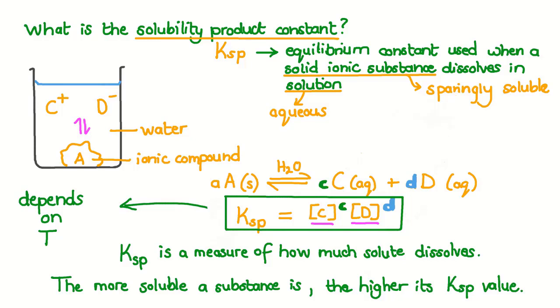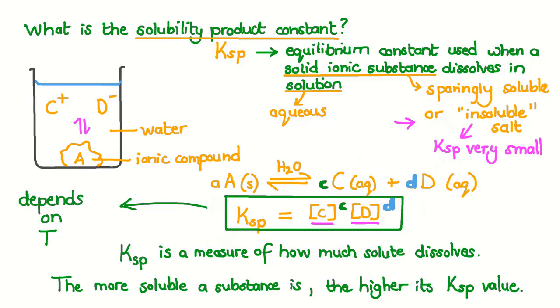Before we do some calculations, I want to point out something very important. Sometimes we talk about calculating the KSP for an insoluble salt. In reality, all salts will dissolve to some degree. No compound is completely insoluble. The KSP values of these so-called insoluble salts are very small.